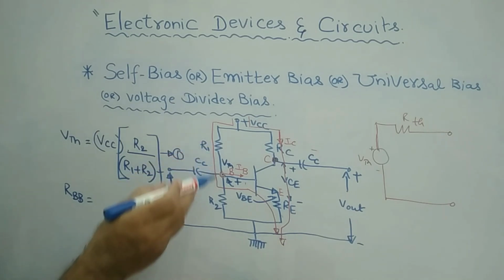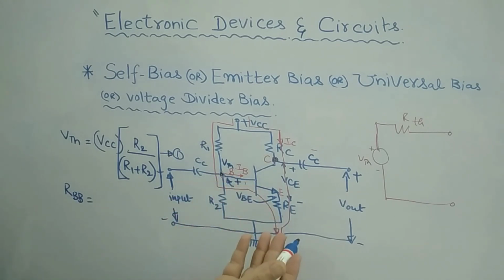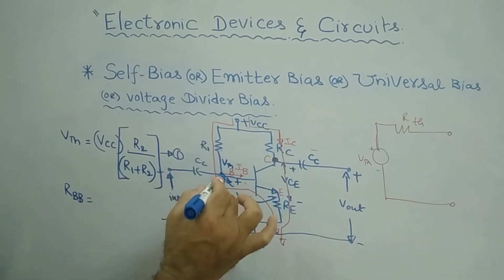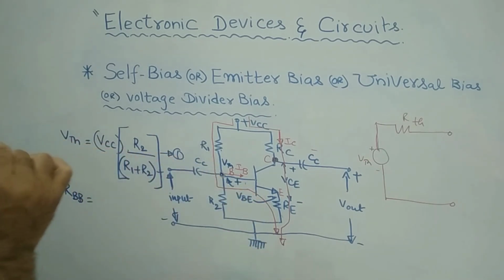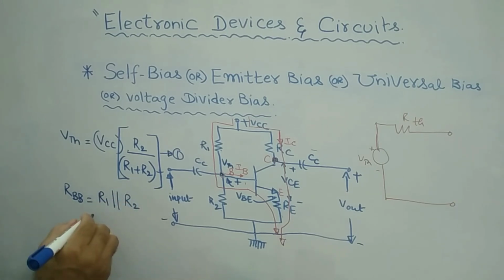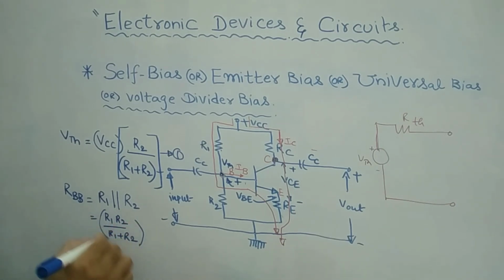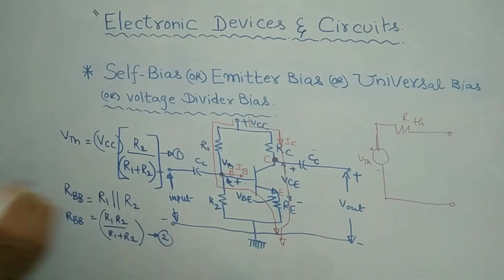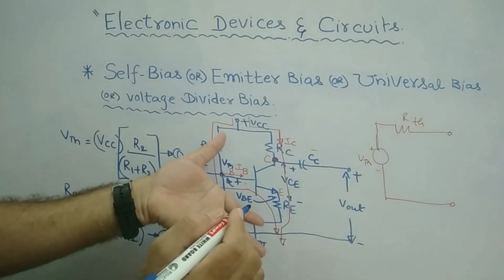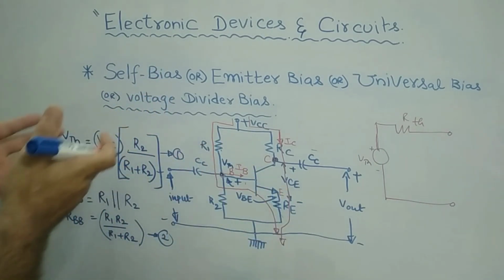So, how are these two there at this point? Because between these two resistors there is a nodal point, with respect to this point R1 and R2 are parallel, not in series, because these two are connected here in such a way that they are parallel. Therefore, R1 is parallel with R2, which means R1 R2 by R1 plus R2. Clear? So this is my RBB. Now call it equation number 2.